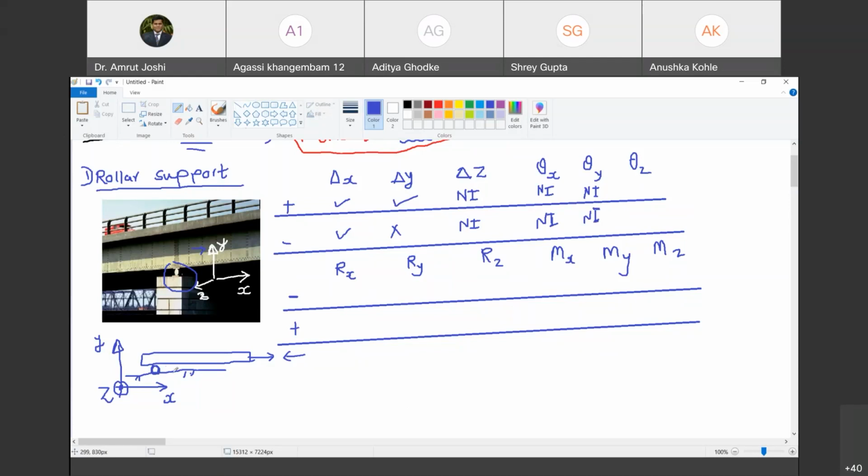So now tell me about this point. Can I rotate this notebook freely? Is it possible to rotate this notebook freely about Z axis? Yes, sir.